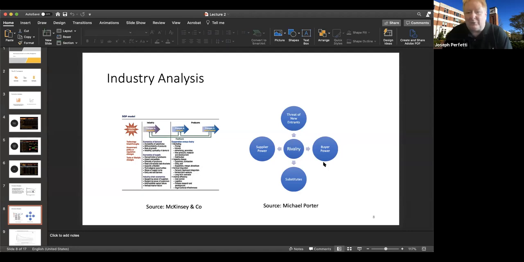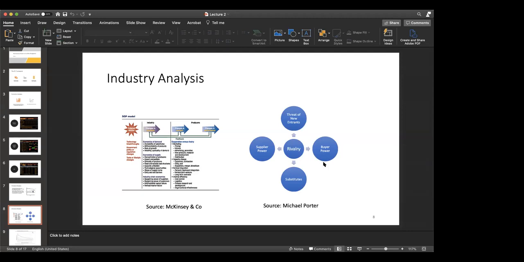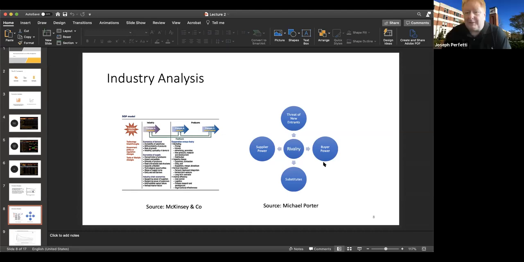So which of these forces would that go under? Buyer power. There you go. Because basically the buyer power has gotten so terrible relative to this industry for the reasons that we just mentioned. That's why this industry is having a lot of trouble.